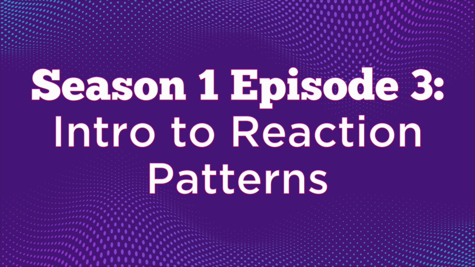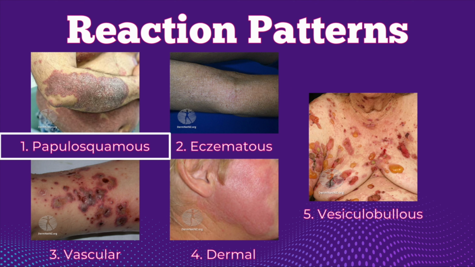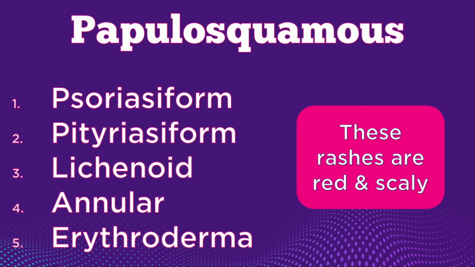I will very quickly describe the entities in each of these 5 reaction patterns before we get to our exclusive interview with Dr. Gropper. Don't worry too much about memorizing these groups now, as I'll review them at the beginning of every single episode in order to hammer them home. So let's start with the first reaction pattern, the Papulosquamous Disorders. Papulosquamous disorders describe rashes that are red and scaly.